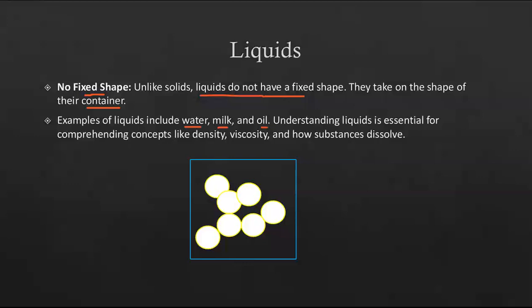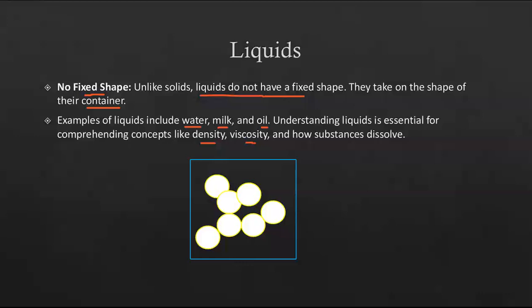Understanding liquids is really important for understanding ideas like density and viscosity. Viscosity is the thickness of a liquid, so you might know it as runny or thick. Density is the number of particles in a set volume. So you might have two balls, the same size, one sinks, one floats. Even though they're the same size, that's to do with the density.